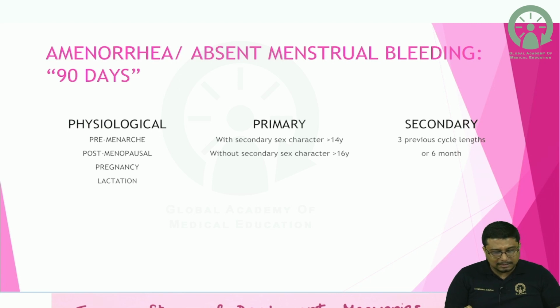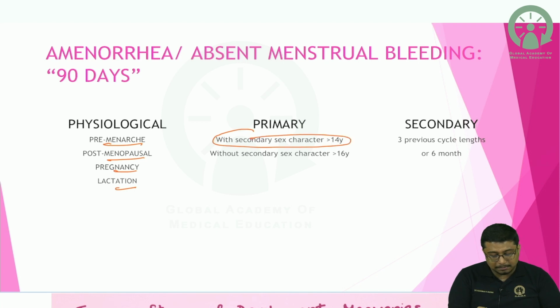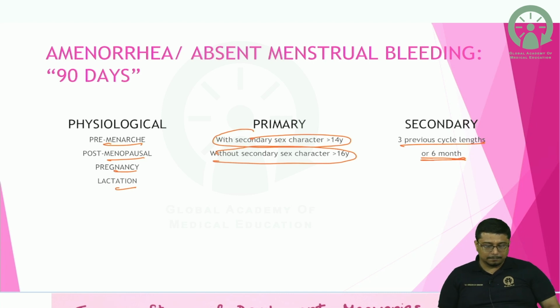So let us understand amenorrhea now. What are the physiological causes of amenorrhea? Obviously before menarche, after menopause, during pregnancy and lactation. Primary amenorrhea is defined as when, after 14 years of age, there is no menarche with secondary sexual characters present, or after 16 years of age, there is no secondary sex character and no menarche. And secondary amenorrhea is stoppage of menstruation for 6 months or 3 previous cycle durations in a lady who has menstruated previously, right?